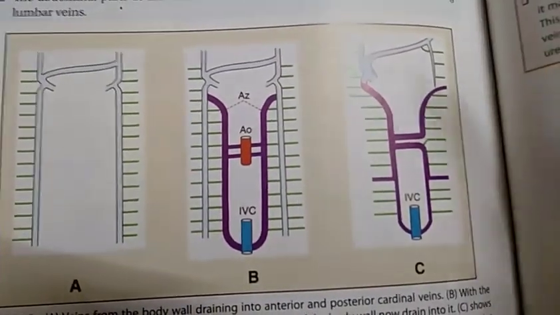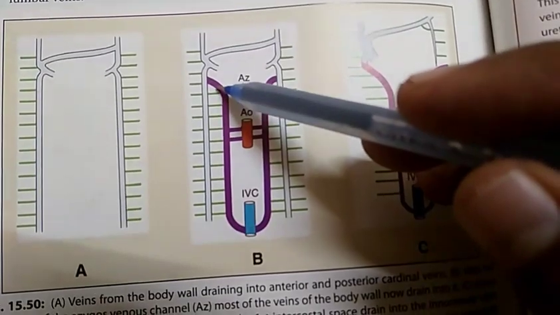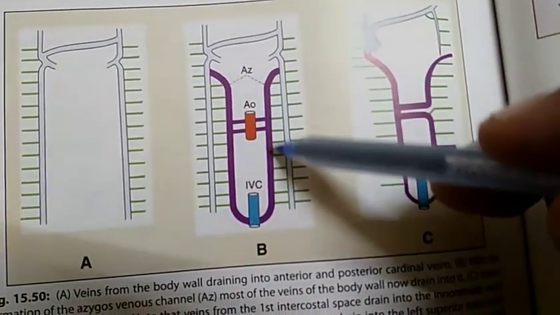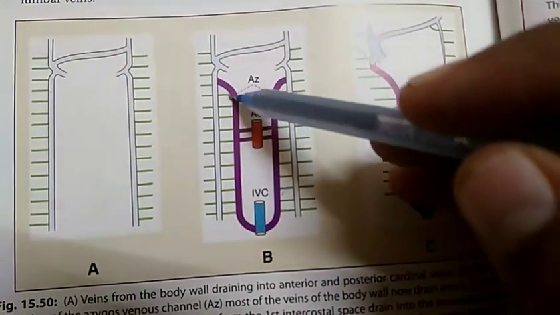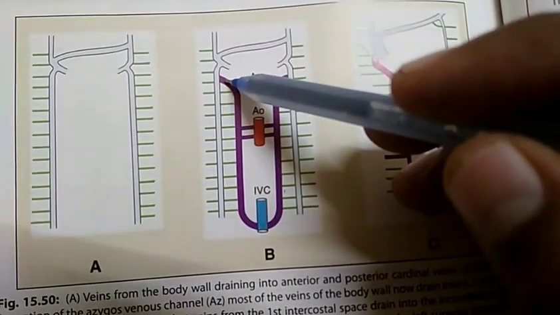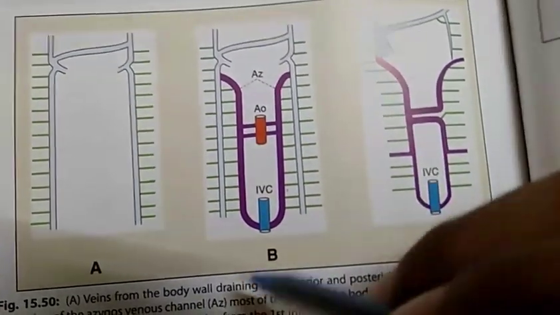Lastly, we will learn the development of the azygous venous system. A pair of azygous venous lines develops medial to the sympathetic trunk. Cranially, or on the cephalic side, this azygous venous line communicates with the posterior cardinal vein.